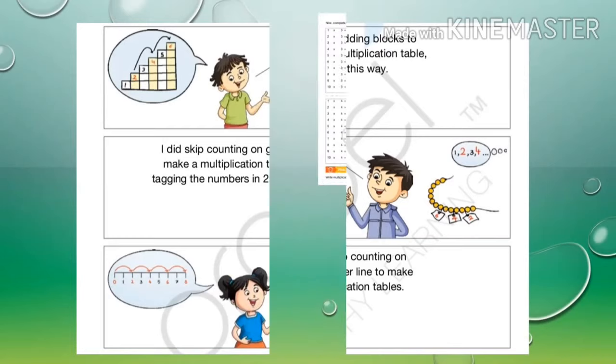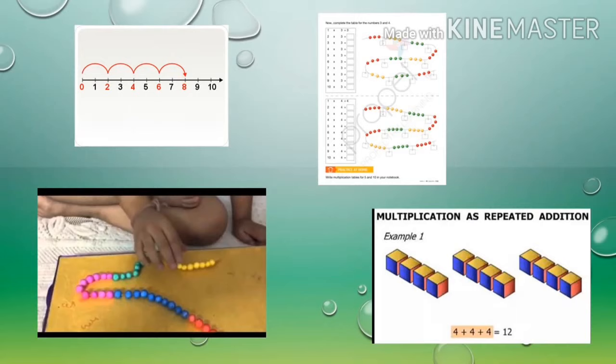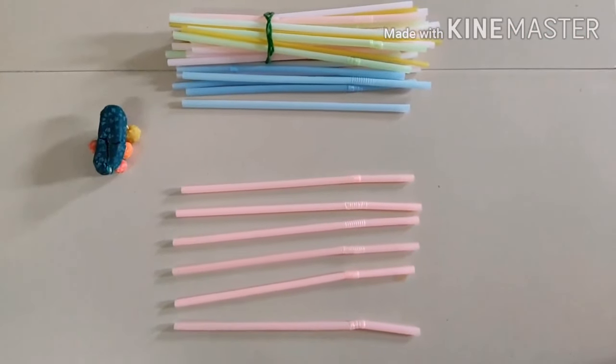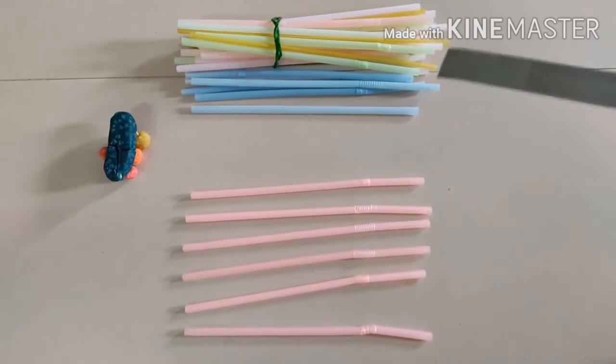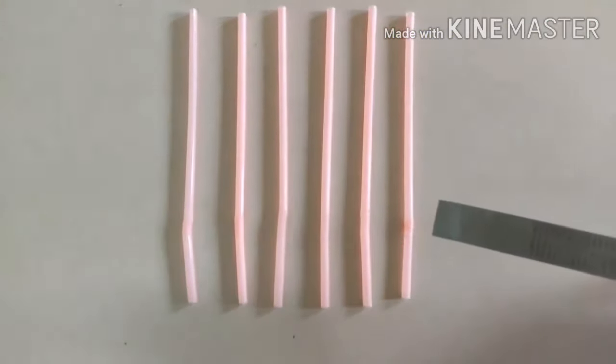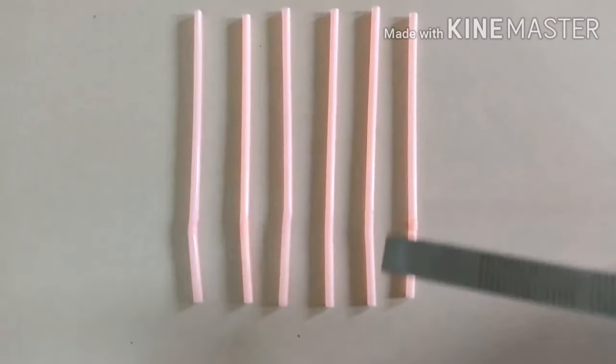Until now, you have used the ways learned earlier to form multiplication tables. Let's now learn to form multiplication tables using straws or sticks and clay. Now we will construct the table of 6 using straws and clay. Put 6 vertical straws. Vertical means in standing line.